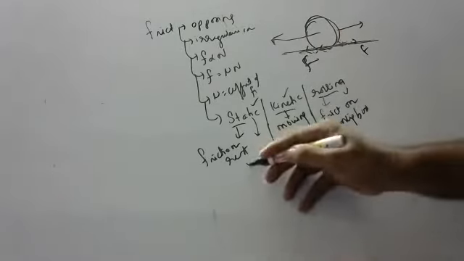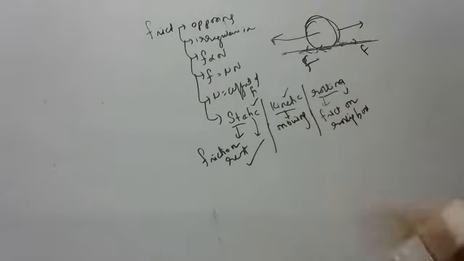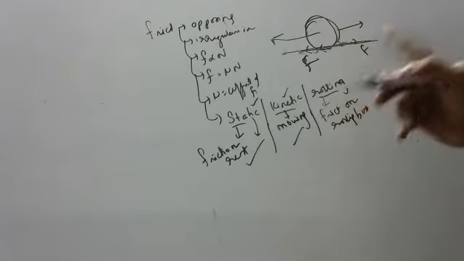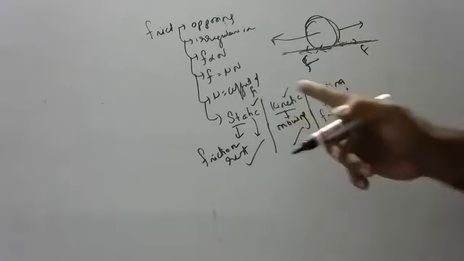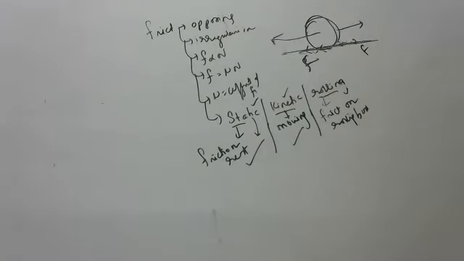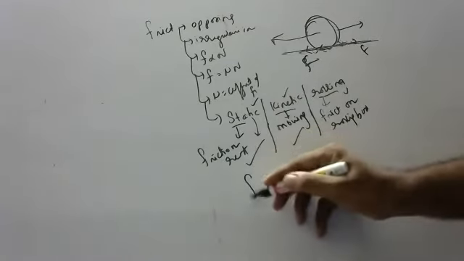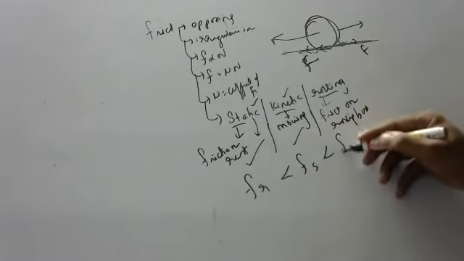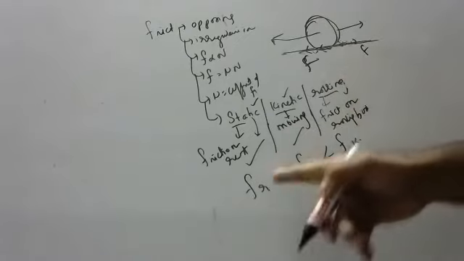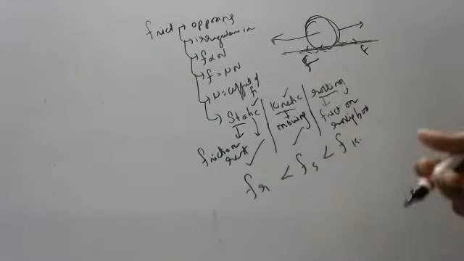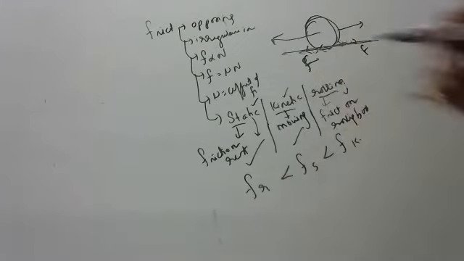So friction which is present at rest is called static friction. Friction which is present with moving is called kinetic friction. Friction which is present when bodies are rolling is called rolling friction. Among these three frictions, which is least? Rolling friction is least, children. Next static friction, next kinetic friction. That's why we always prefer round wheels, children, because when a body is rolling, friction will be very less.